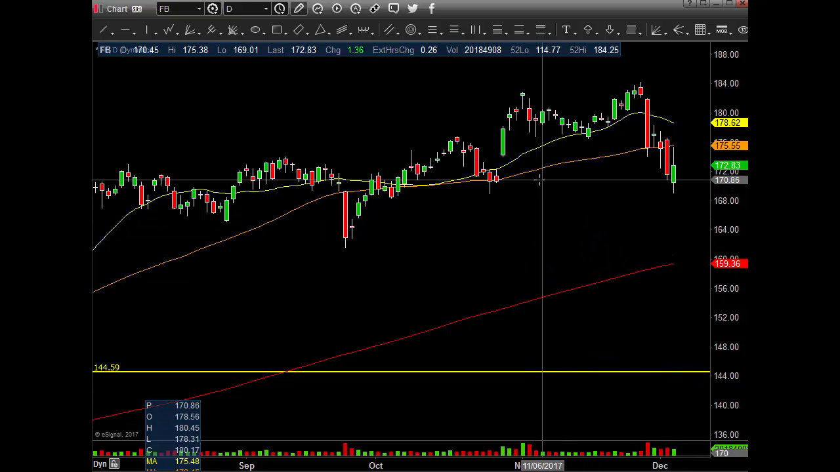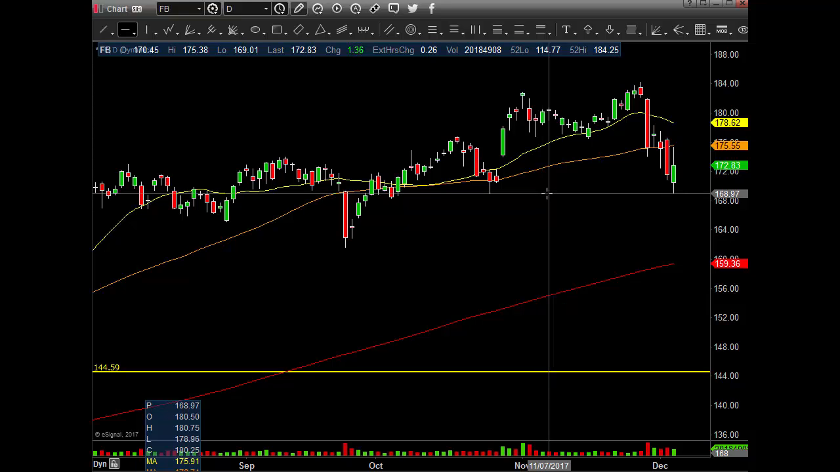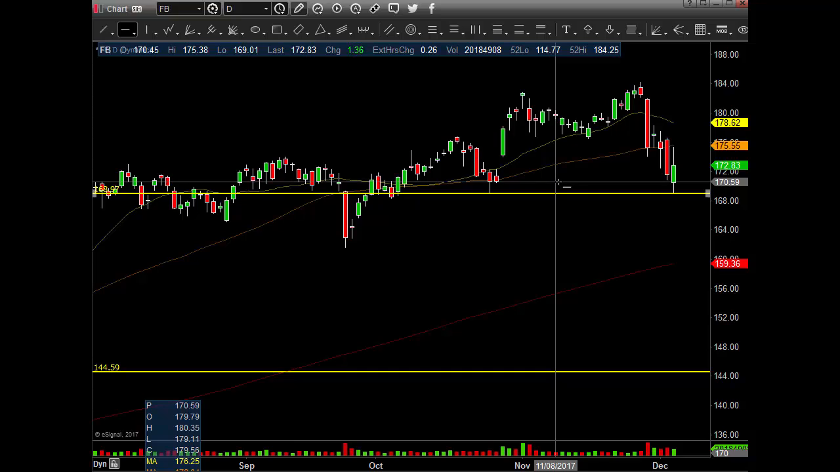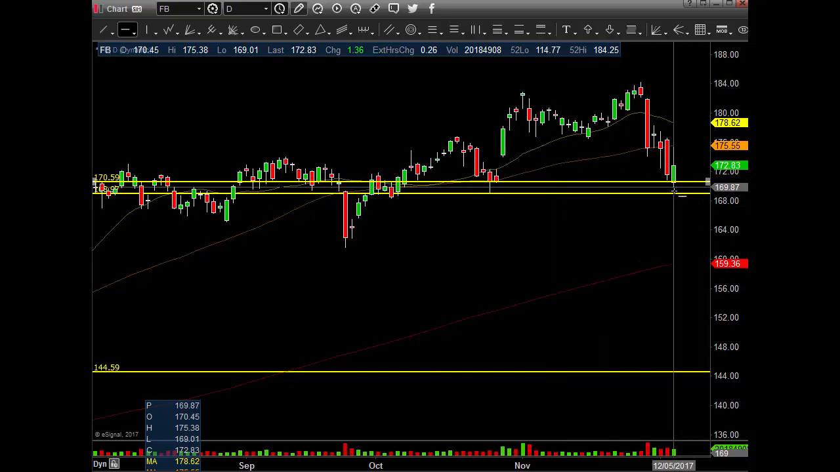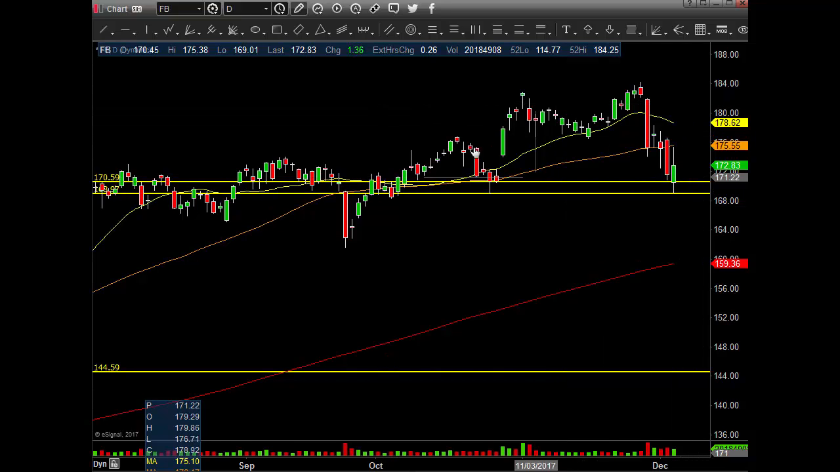So we did fill the gap right here as well. And we did get to this low pivot. So you have great support down in here for now. This is all short term. Here's your gap fill. So that's what it held. Came right back up and started moving up.